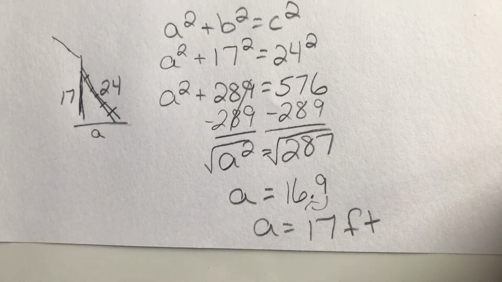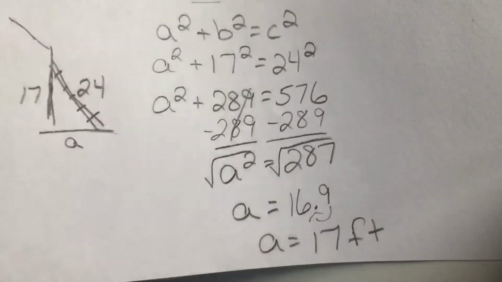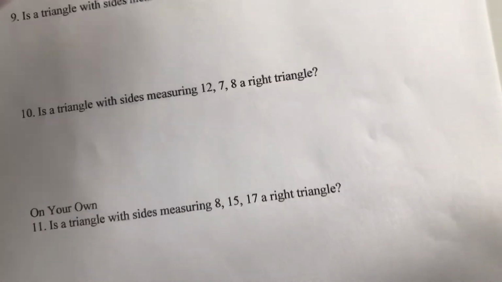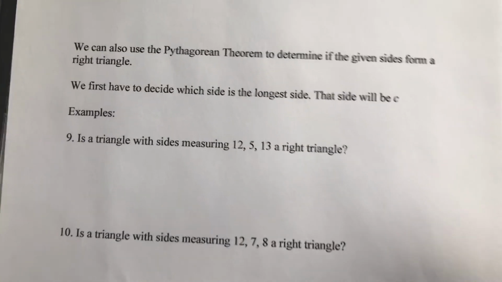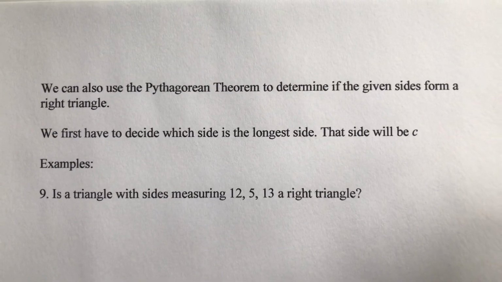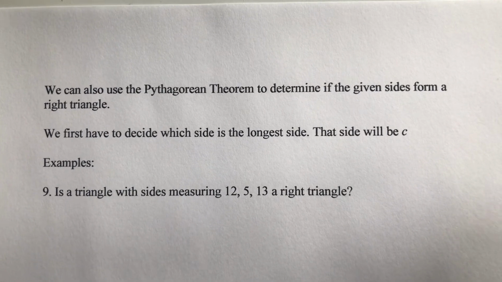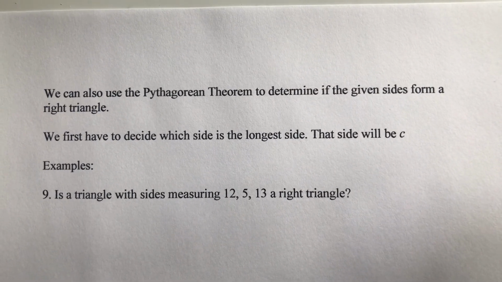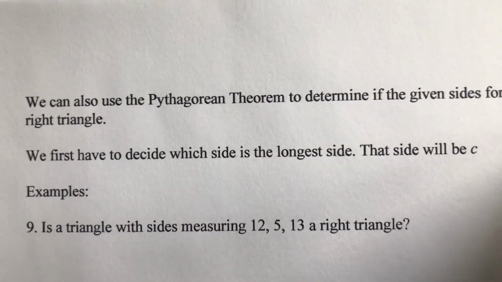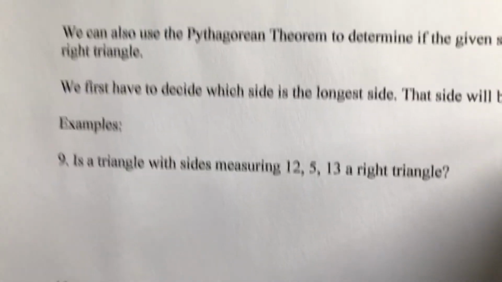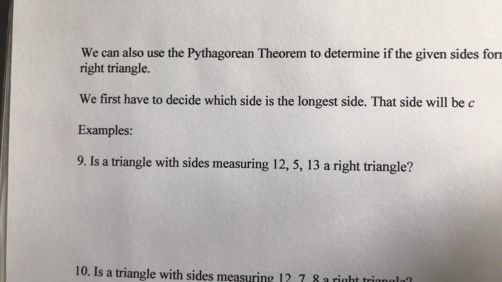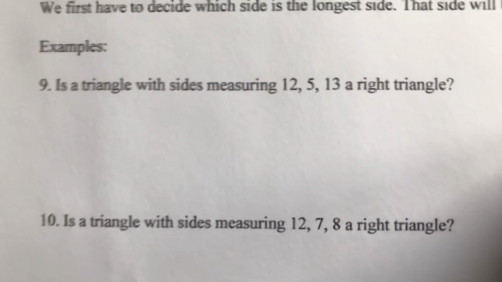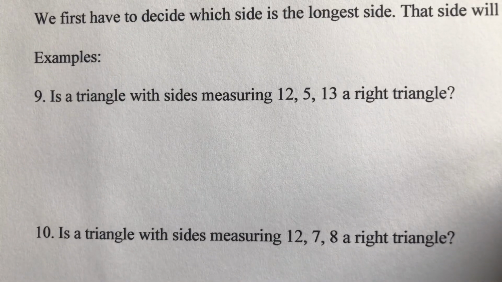Okay. This last page, still Pythagorean theorem. What's going to happen here is we're going to use the Pythagorean theorem to determine if 3 given sides form a right triangle. So we have all the sides. Do they form a right triangle? We first have to decide which side is the longest. That side is going to be our C. So now we have all 3 sides. A and B don't matter, but C does. C has to be the longest side.